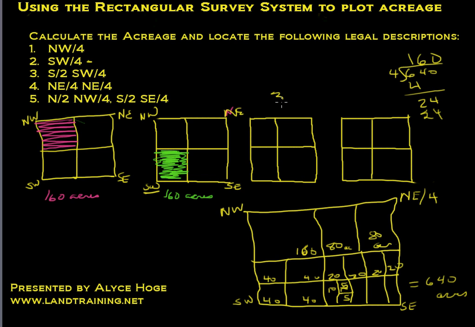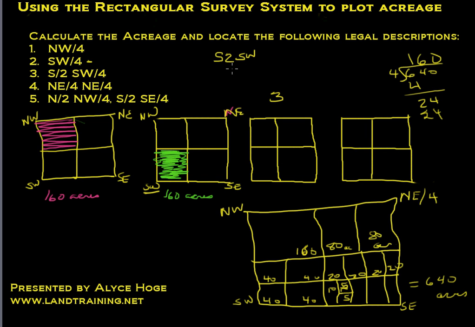This is number 3. And so this says the south half of the southwest quarter. Okay, now we're getting a little bit more complicated, but it's nothing to be intimidated by. But first, I want to tell you that some people write it this way, S/2, SW/4. Other people will write it without the slashes. They'll just write S2, SW. And that is the same thing. That is the south half of the southwest quarter.